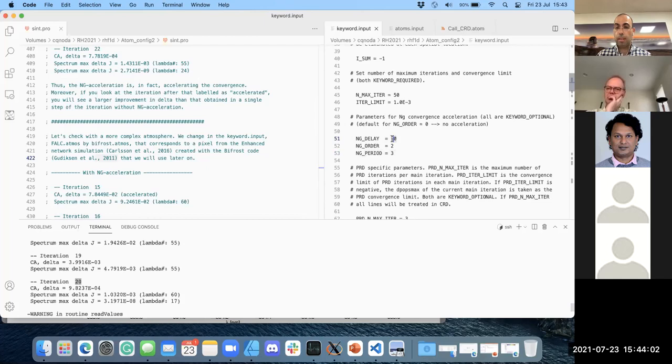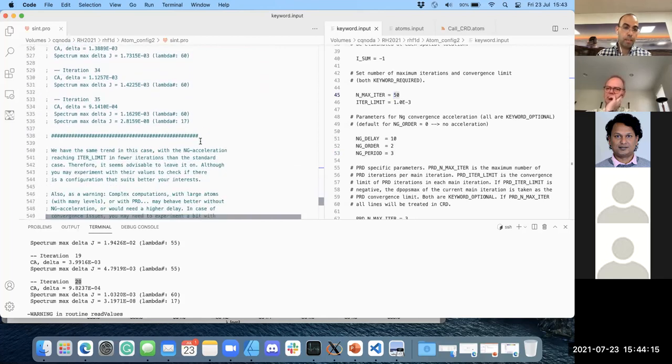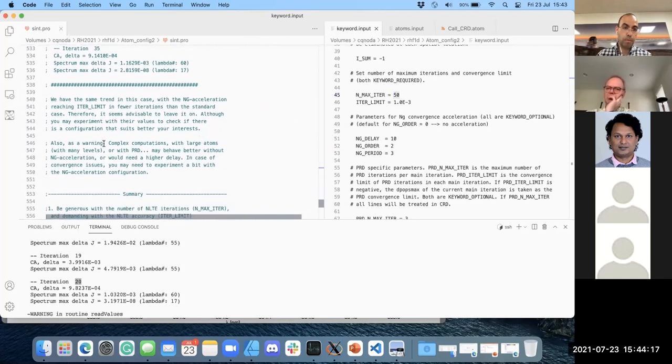And you can leave it like this if you have a big enough number here. But in fact, depending on the convergence rate of your atom, you can play with these numbers. Okay, so after saying that, I would like to add a warning that is for complex atoms.